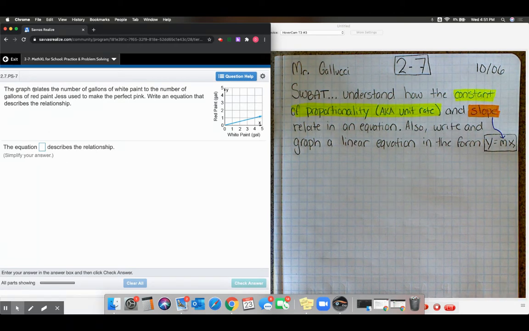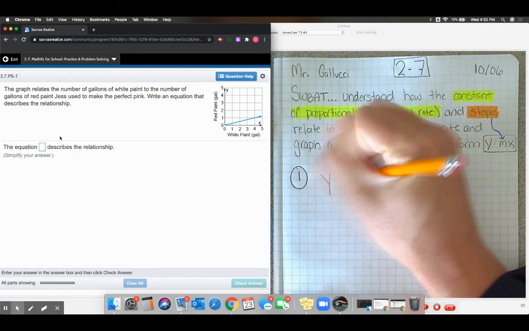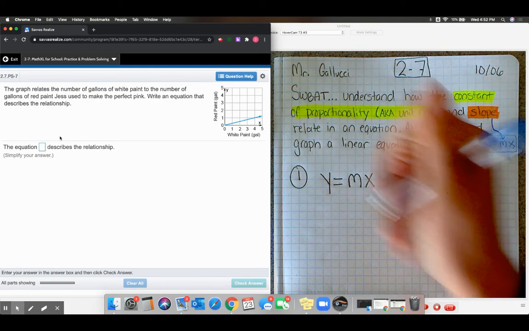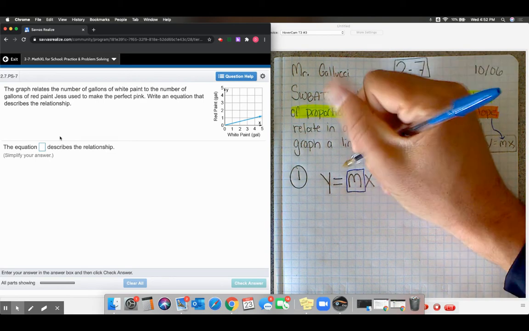We've got a graph that relates the number of gallons of white paint, so there's our white paint on the x, to the number of gallons of red paint. So maybe we're making a little pink paint. It's used to make the perfect pink. Write an equation that describes this relationship. So when you're doing this, here's what you're going to do today. You're going to start with this formula always, and you're going to just fill in one part of it, and that's the slope.